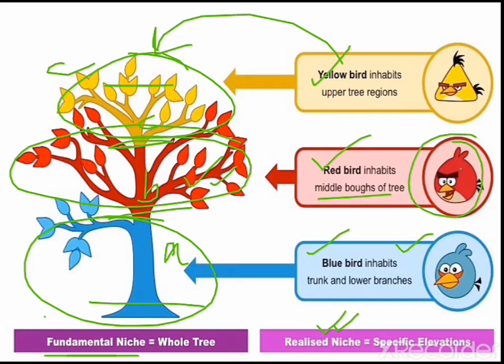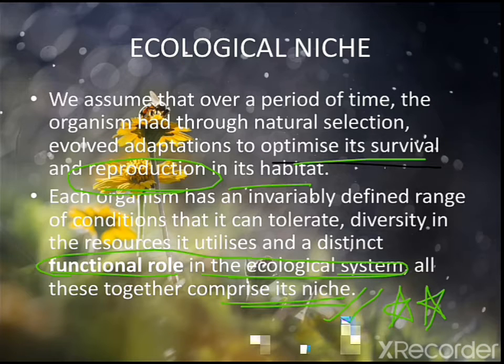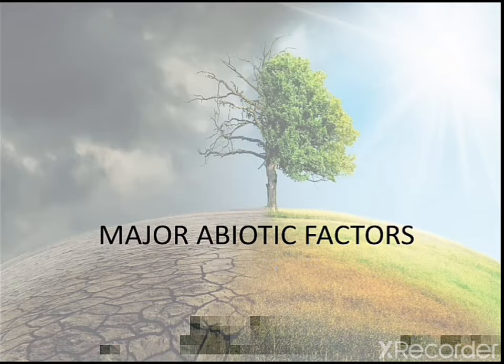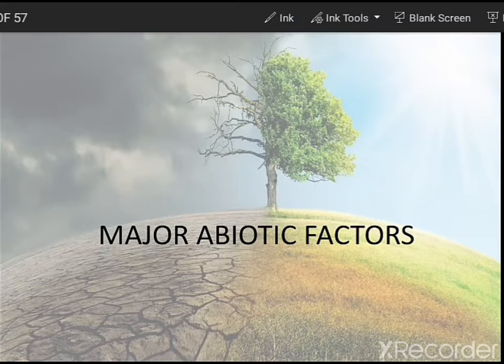So these are some of the basic things that we have to know regarding ecological niche. The most important one is the definition of the ecological niche, which is mostly asked in the exams. So now let's move on to the next topic of this chapter, that is the major abiotic factors. Here we will be discussing 4 factors. The first one is going to be temperature. Temperature is the first factor.